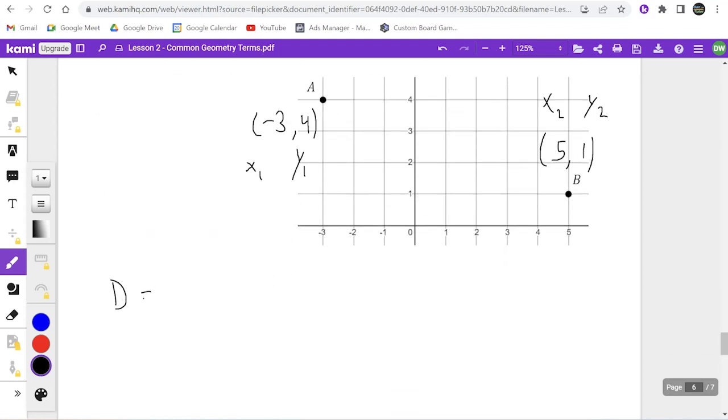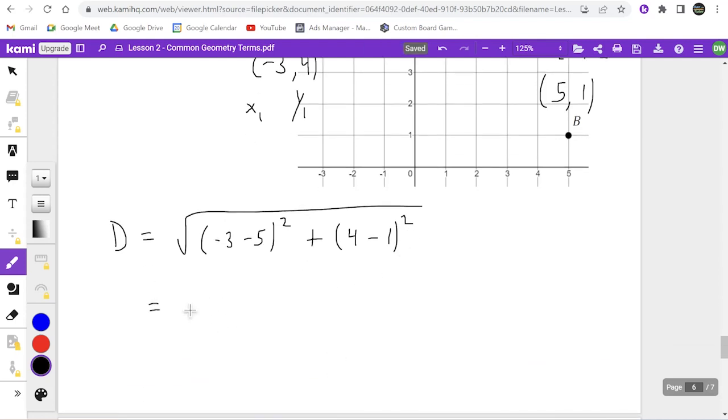Okay? Now let's go ahead and plug in the formula here. So the distance between these 2 points, A and B, is going to be the square root of x1 minus x2. So that's -3 minus 5. That will be a negative number. Doesn't matter. Then that's squared plus y1, which is 4, minus y2, which is 1, and then that's squared. And now we just need to simplify and solve. So square root, -3 minus 5 is -8 squared, plus 4 minus 1 is 3 squared.